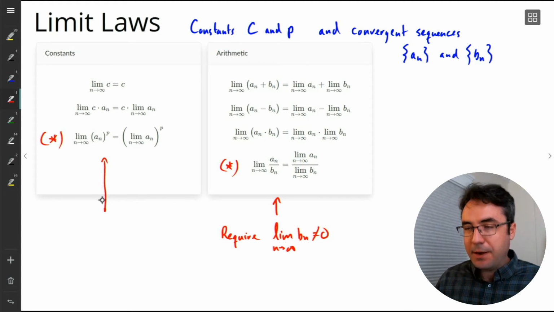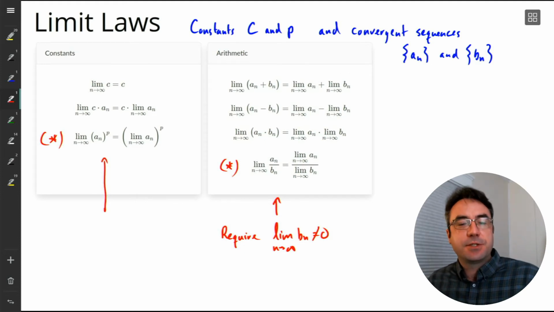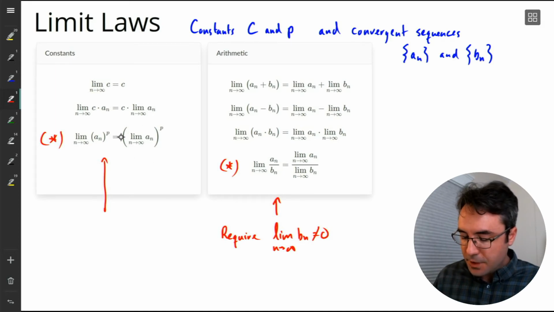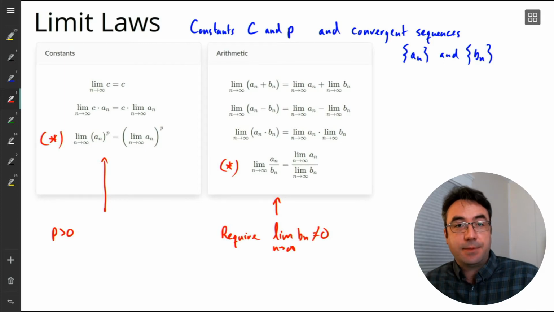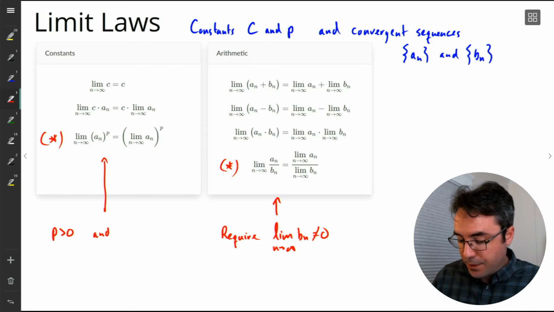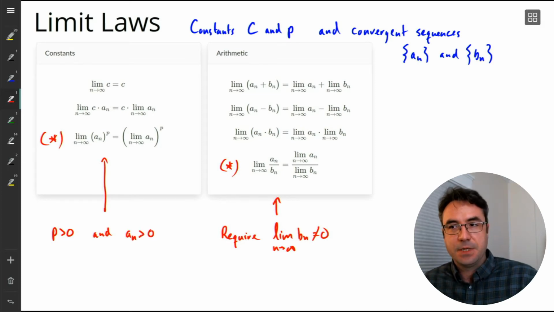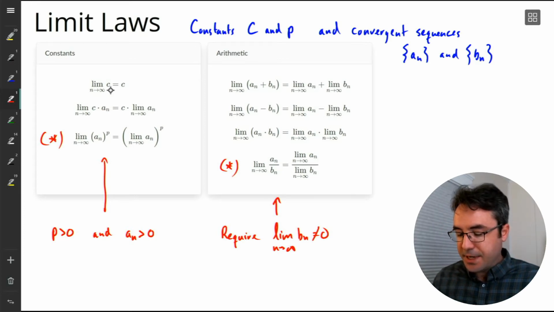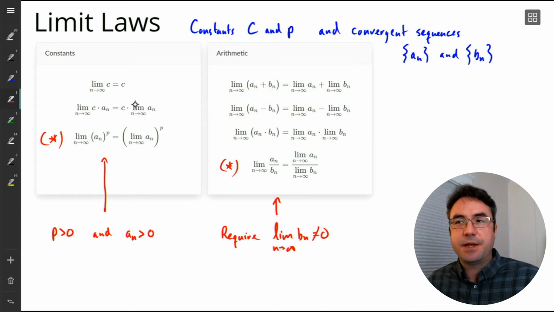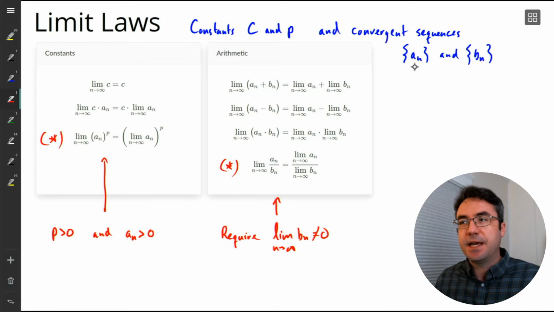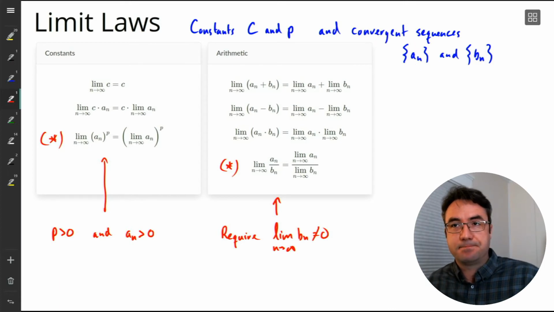And then this property with the power function, there's a couple things that we require here. This property works when our exponent p, the power, is actually positive, so greater than 0. And we require that the terms of our sequence are also positive. So that's an additional requirement for that one. But otherwise, these constant multiple ones are pretty standard fare. Addition, subtraction, multiplication, and no restrictions there as well, as long as our sequences an and bn are already convergent. All right.